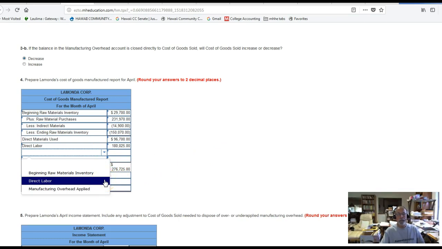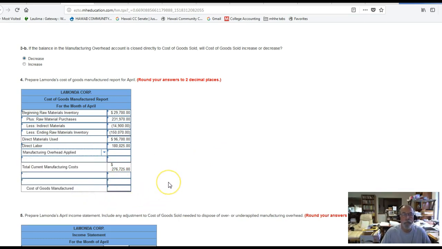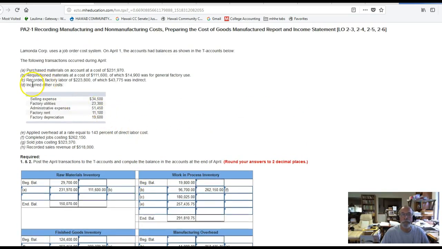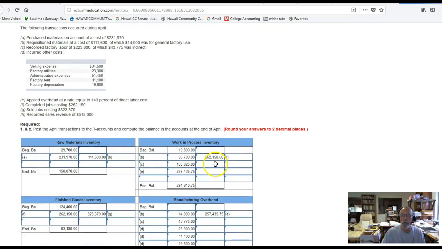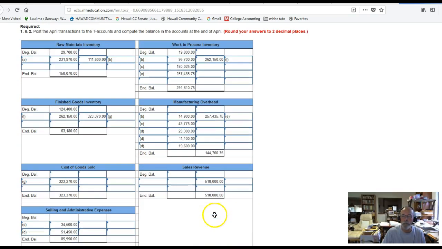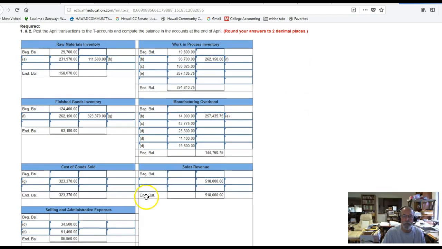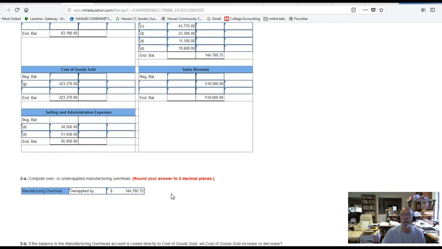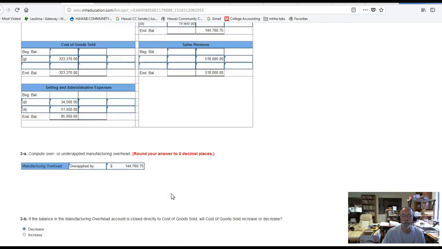And then finally, we add our manufacturing overhead applied, and for that we can go back to the transaction, which was transaction E, and that told us what our application rate was, which was 143% applied to direct labor. And when we did that calculation, our amount was 257,435.75, and so that's the amount of manufacturing overhead applied on our statement. Again, let's go back up there, 257,435.75.